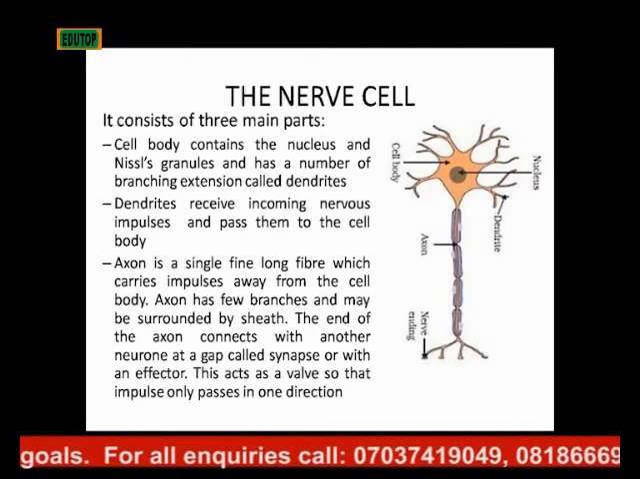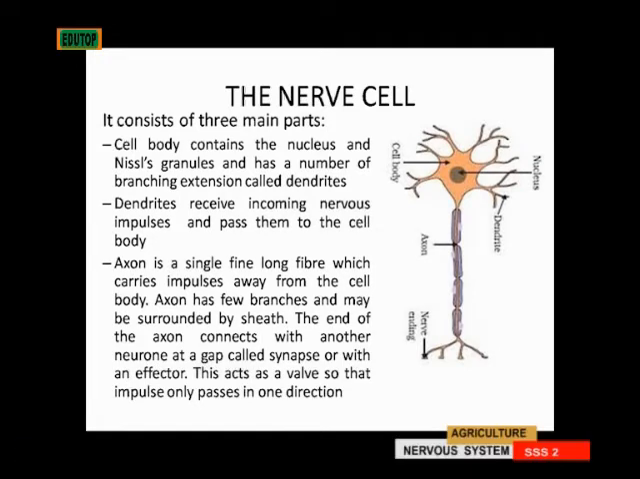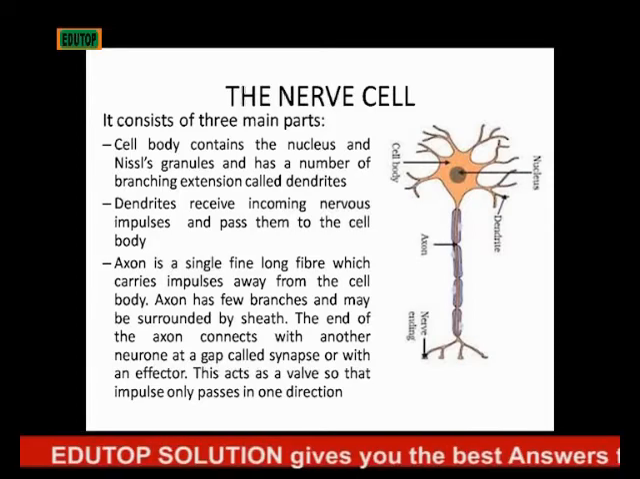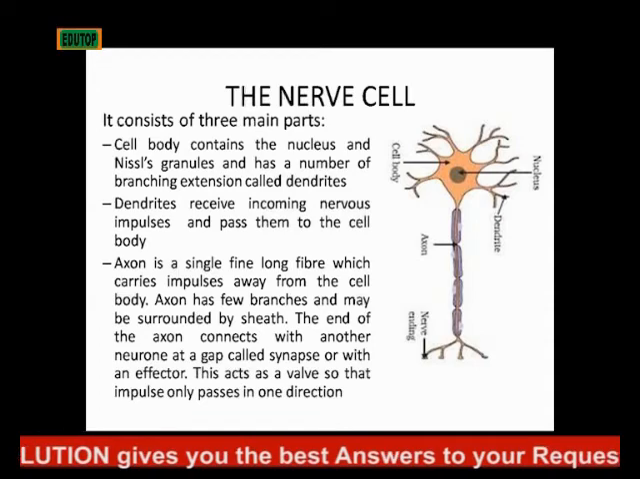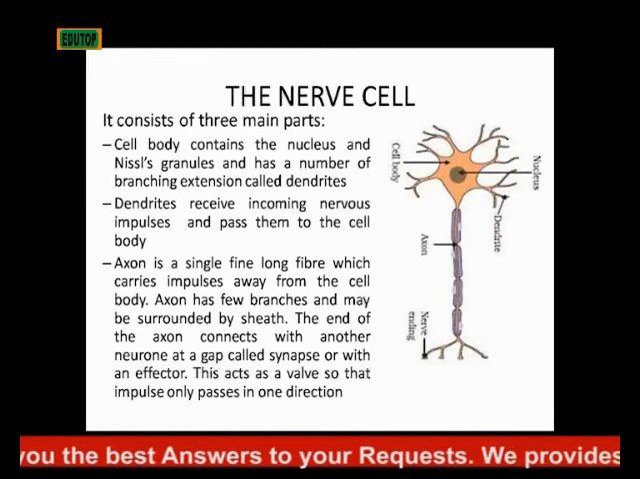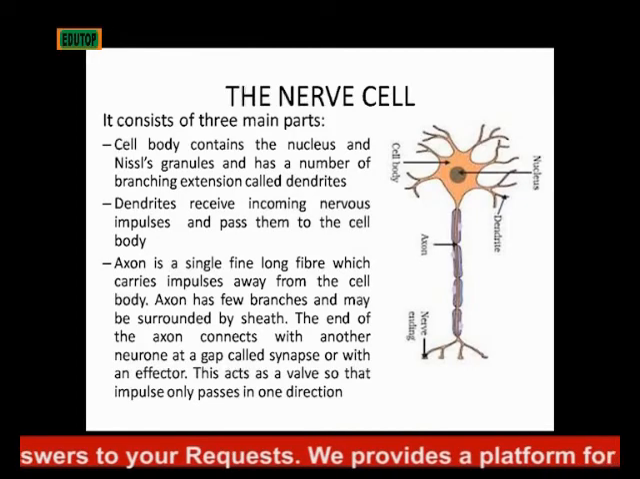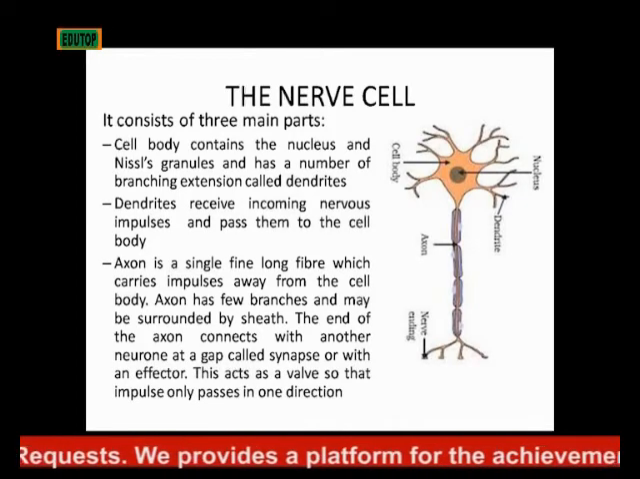The dendrites receive incoming nervous impulses and pass them to the cell body. The axon is a single fine long fiber which carries impulses away from the cell body. So dendrites receive impulses, while the axon carries impulses away from the cell body. The axon has a few branches and may be surrounded by sheaths. The end of the axon connects with another neuron at a gap called a synapse, or with an effector. These act as a valve so that impulses only pass in one direction.